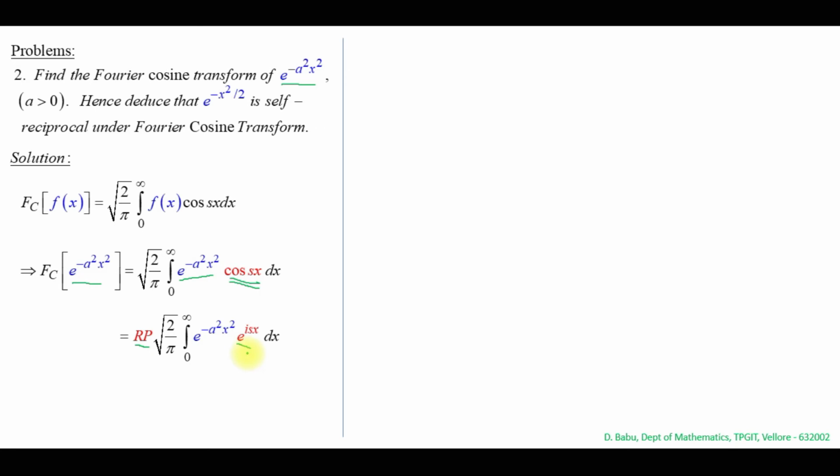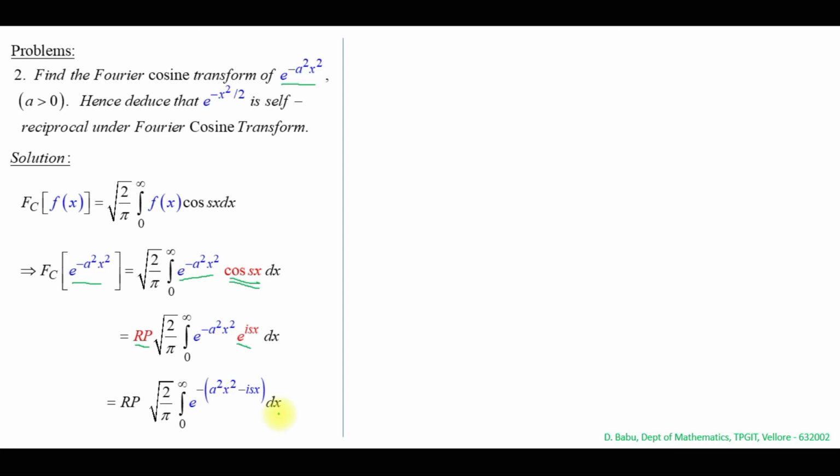Now the problem is similar to the previous one. The same steps are to be followed. So, real part of square root of 2 by pi, integral 0 to infinity. Here the base is the same, so e. Therefore, add the exponent terms: e power minus a square x square minus isx dx. So what is the next step in the previous problem?